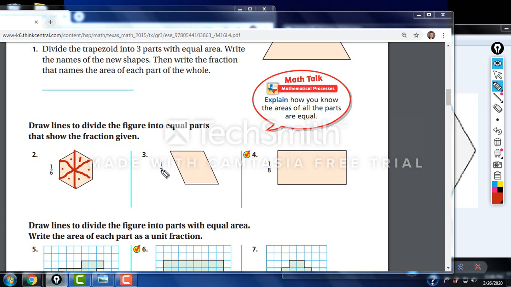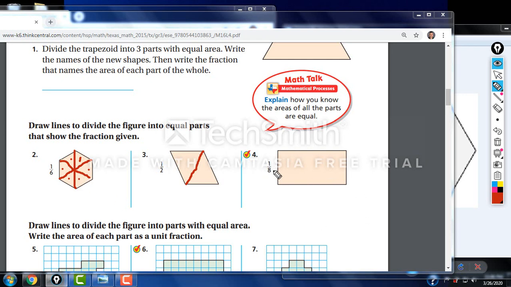This one, I need to have 2 equal parts. So here's a rhombus. Okay. You can go this way, or the easiest way, this is the way I always do it. Go that way. And I have 2 equal parts. And each one of these is called 1/2. This one's called 1/2, and this one's called 1/2. This one right here is 1/6.